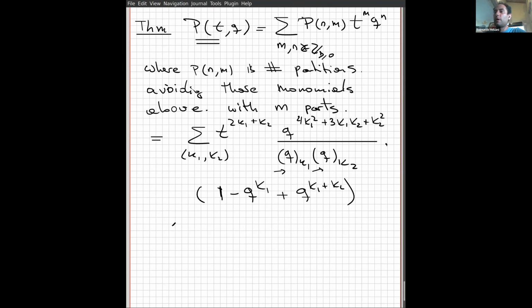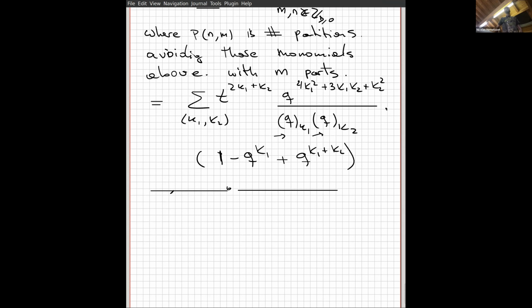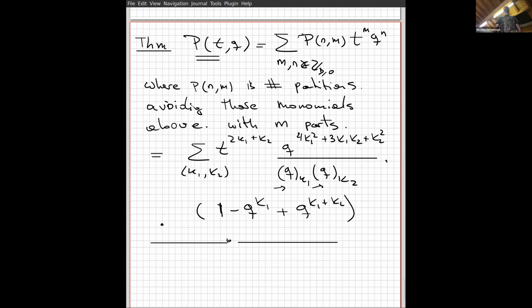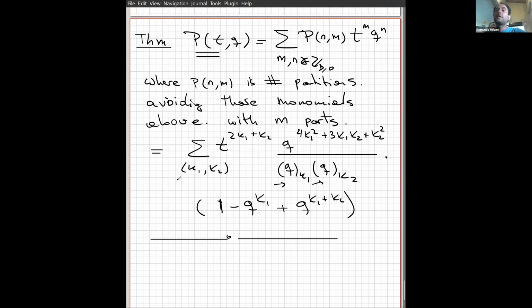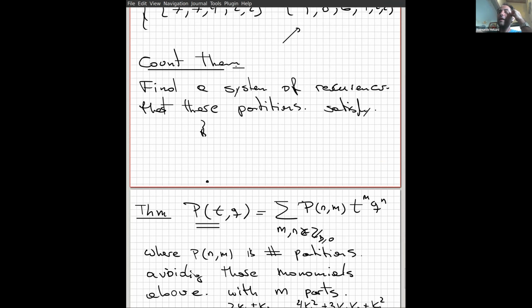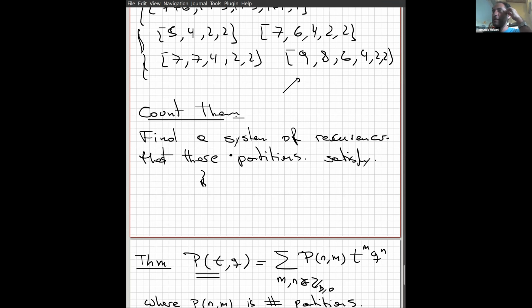So I have 1.5 minutes. So let me tell you the question that we have now. Sorry? Why should this thing satisfy recursion relations in the first place? Oh, that's a horrible thing to do. Yeah, that's a good question.